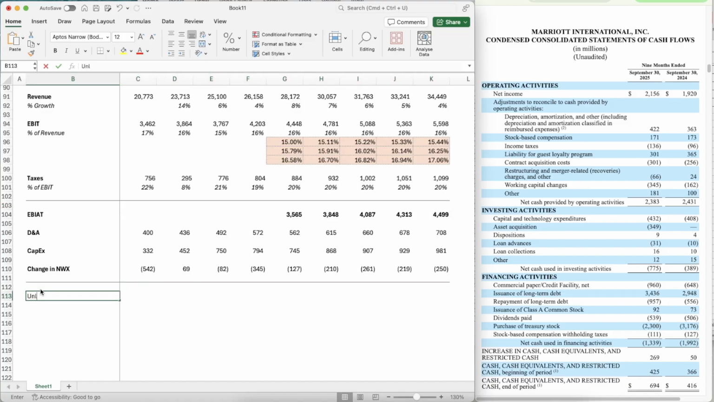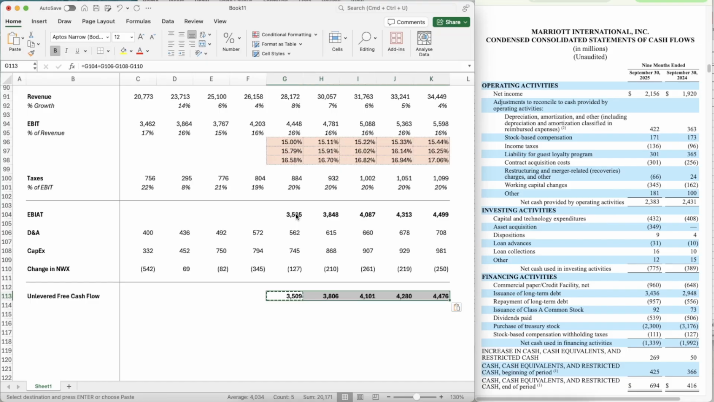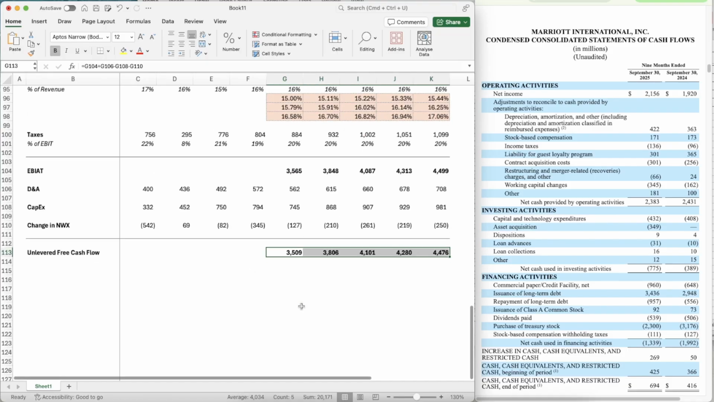Now we can calculate the unlevered free cash flow. Do this by we take our EBIT, we add back in depreciation and amortization because it's a non-cash expense. We subtract the capex, we subtract the change in net working capital. That's it, the unlevered free cash flow.